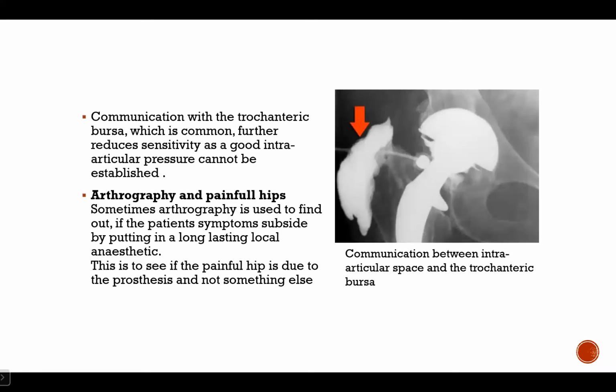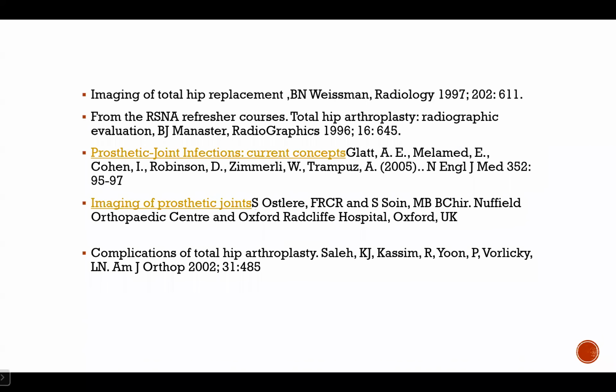Communication with the trochanteric bursa, which is common, further reduces sensitivity as a good intra-articular pressure cannot be established. Arthrography and painful hip. Sometimes arthrography is used to find out if the patient's symptoms subside by putting in a long-lasting local anesthetic. This is to see if the painful hip is due to the prosthesis and not something else. This radiograph shows the communication between the intra-articular space and the trochanteric bursa. This is the reference, and thank you.